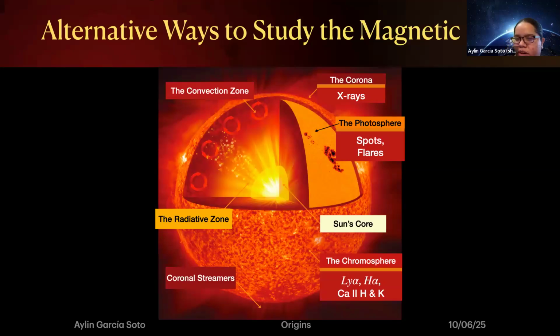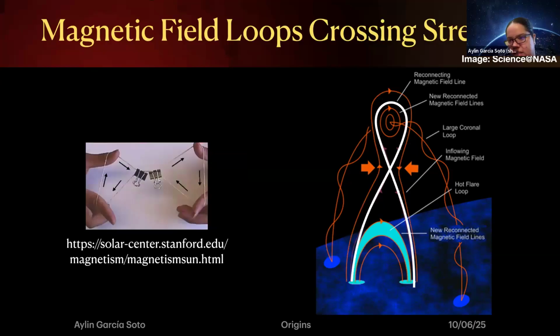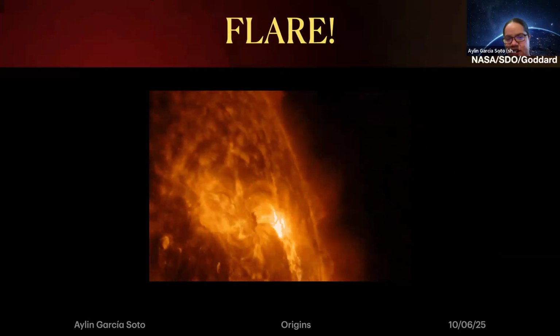So let's talk a little bit about what a flare is, because that's important. So back to the rubber bands. A flare is, if you have a magnetic field loop and that loop crosses in the middle, that top part will actually come off and fly away at relativistic speeds, and then the bottom part actually reconnects. So that's what magnetic reconnection is. And that also gives you a flare.